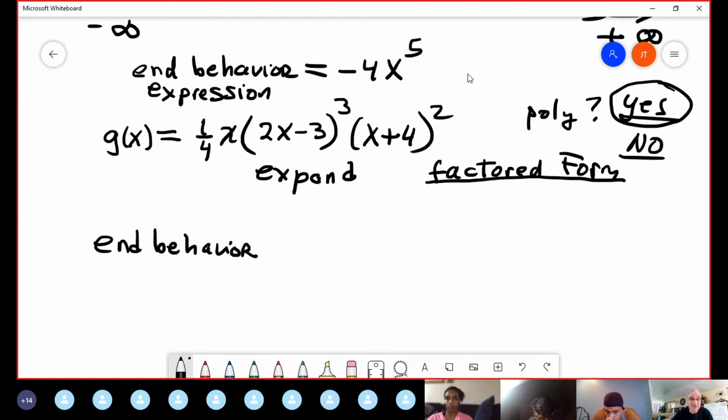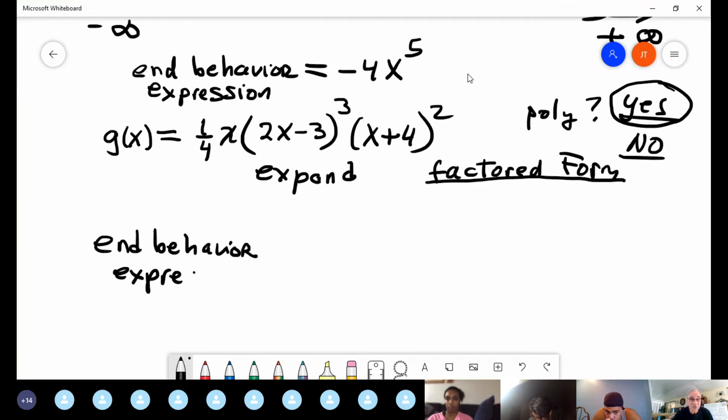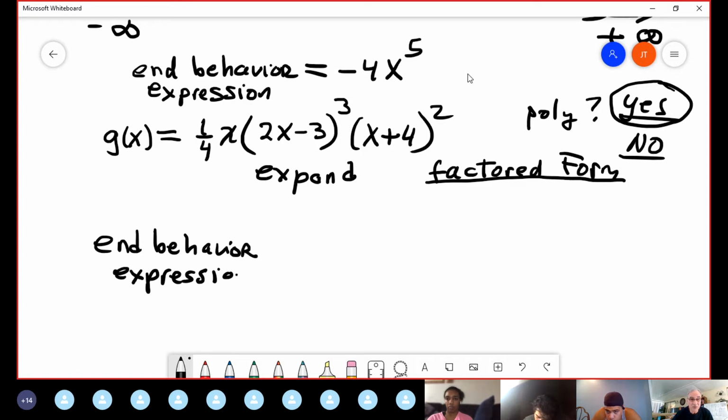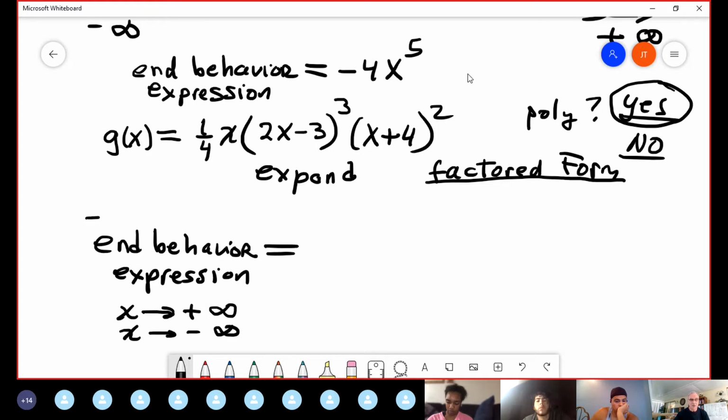Characterize this polynomial. What do you think? Opinion. Come on, I want to hear opinions. Remember the end behavior. You think of x as a huge positive number or a huge negative number. This is the idea for the end behavior: you're plugging in a huge number. So what is the end behavior?